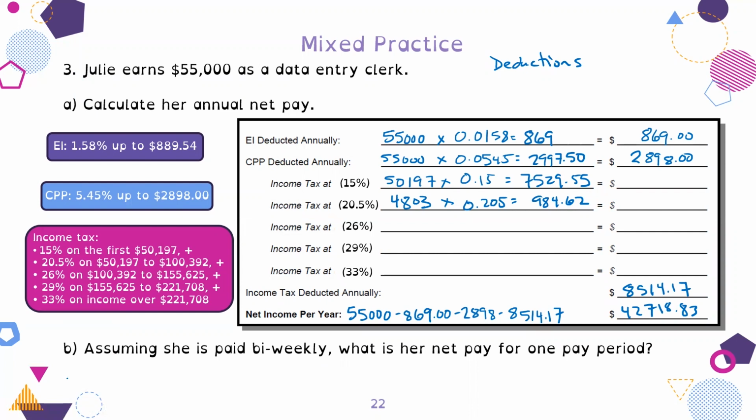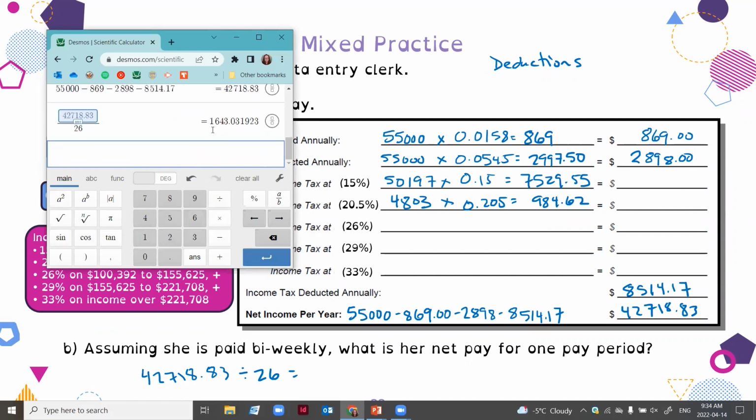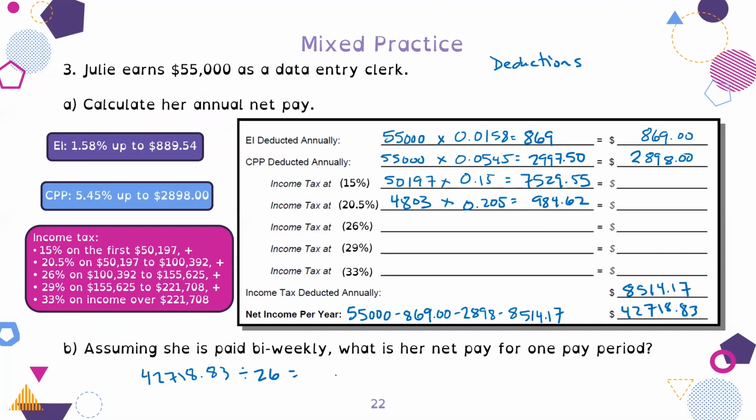Then part B says, assuming she's paid bi-weekly, what is her net pay for one pay period? What this means is, how much does she actually take home for one pay period? So we take her annual net pay, $42,718.83, and divide it by 26, because bi-weekly is 26 payments a year. We get $1,643.03. So her bi-weekly take-home pay is $1,643.03. And that's how we figure out the deductions.